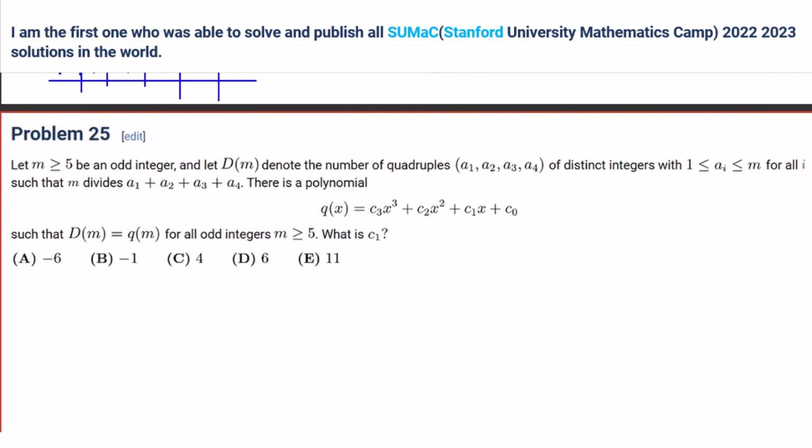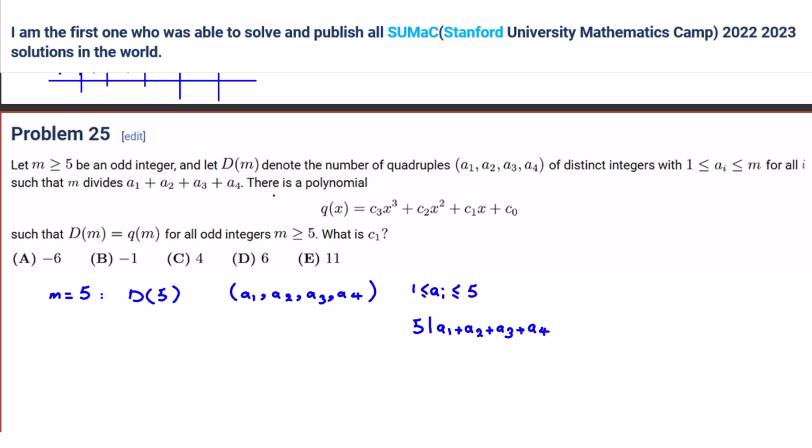It is hard to understand the problem, right? So when you see a problem that is hard to understand, check some small examples to understand it better. Because it says m is at least 5, we can consider m is 5. And it says odd integer, so then d of m, so d of 5 is a1, a2, a3, a4, such that which of them is between what and what? 1 and 5. Exactly. For all of them, such that 5 divides some of them. So now agree that we are understanding the problem better.